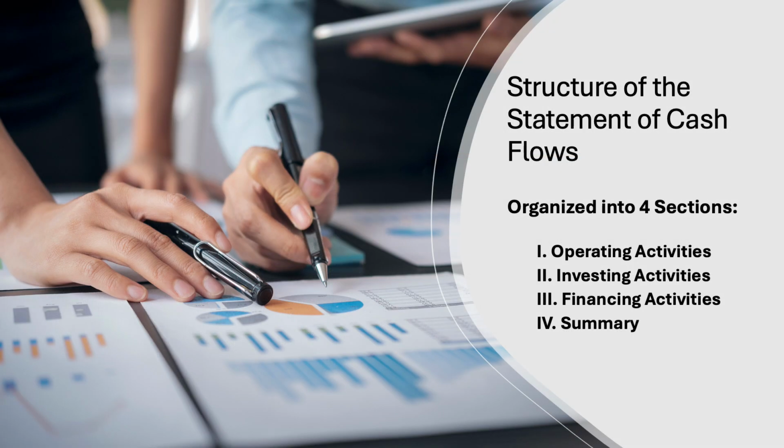Cash flows are categorized into three distinct sources. Operating activities represent cash from day-to-day business operations. Investing activities involve the purchase and sale of long-term assets. Financing activities include transactions with creditors and owners, such as borrowing money or issuing stock. Each category tells a different story about how the company manages its cash.